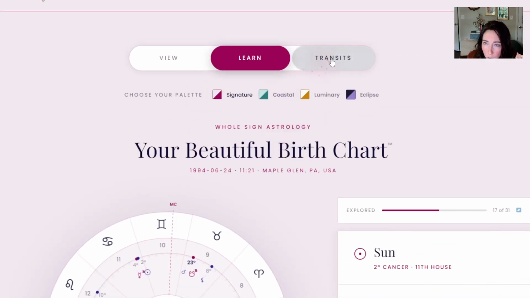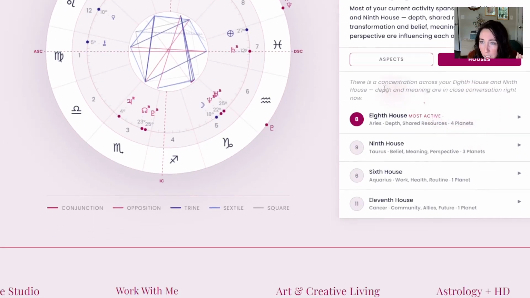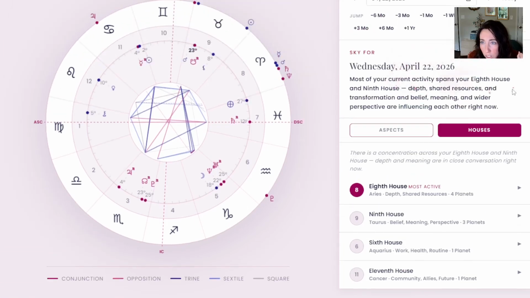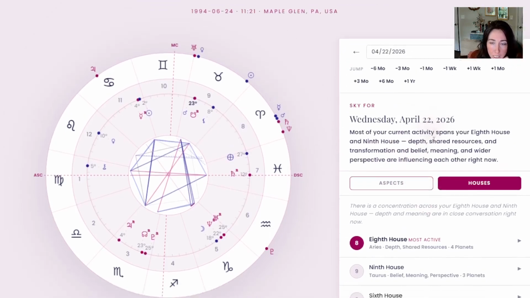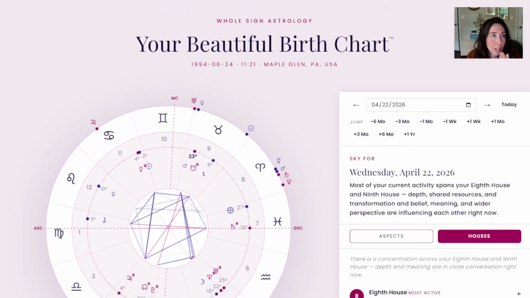Anyway, I hope that that transit understanding was helpful. I love this calendar because you can look ahead, and you can just, at a quick glance, understand where most of the energy is concentrated in your chart and what it's hitting. And this is a powerful, powerful tool. Anyway, that's all I have for today.